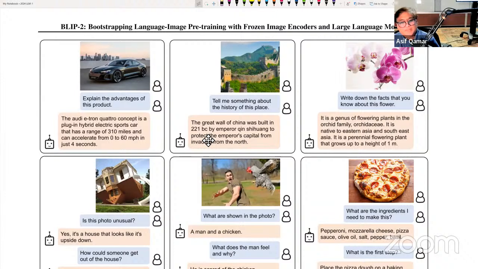That's right. Let's look at the second one. Tell me something about the history of this place. You didn't tell it anything. You're asking it to understand. So where is the understanding coming from? The expressiveness of the language is coming from the LLM as a decoder, right? The Great Wall of China was built in 221 BC by Emperor Qin Shi Huang to protect the emperor's capital from invaders from the north.